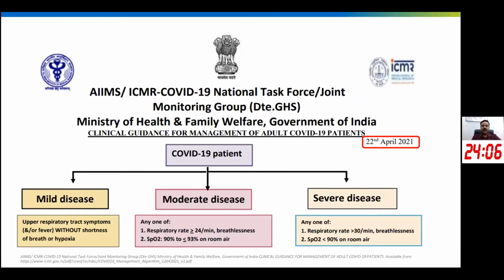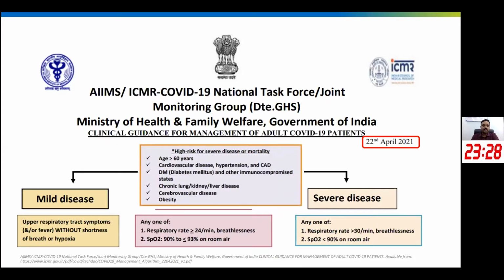So this is just to highlight the ICMR and National Task Force recommendation, which was published on 22nd April, where they have divided the COVID-19 patients according to severity as mild, moderate, and severe disease. Since we are talking about critical illness, this mostly deals with severe or moderate disease. Anyone having respiratory rate more than 24 with saturation between 90 to 93% in room air is moderate, or severe disease where the respiratory rate is more than 30 with saturation less than 90% in room air.